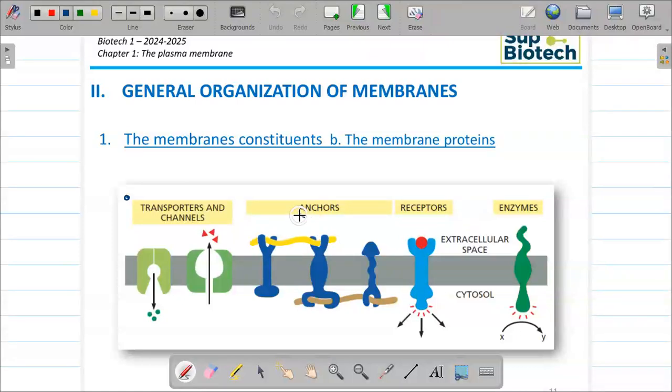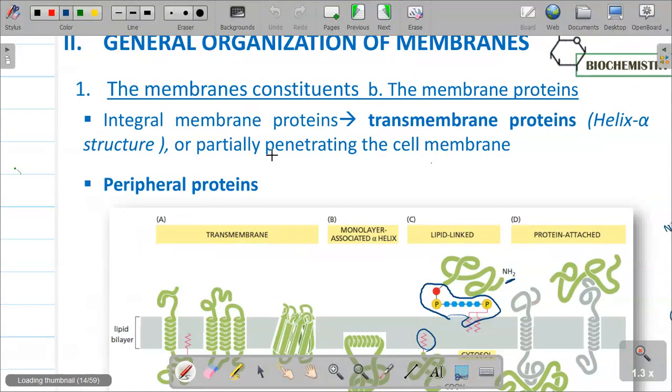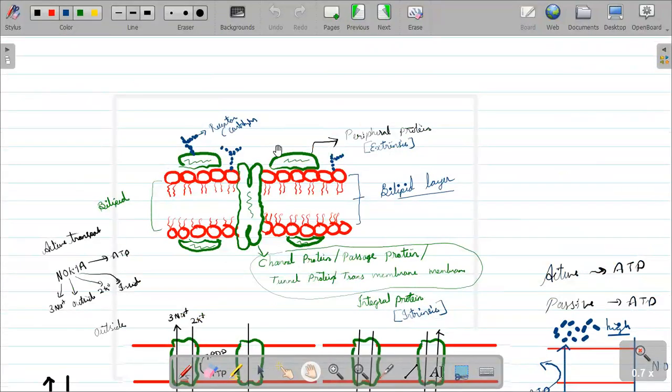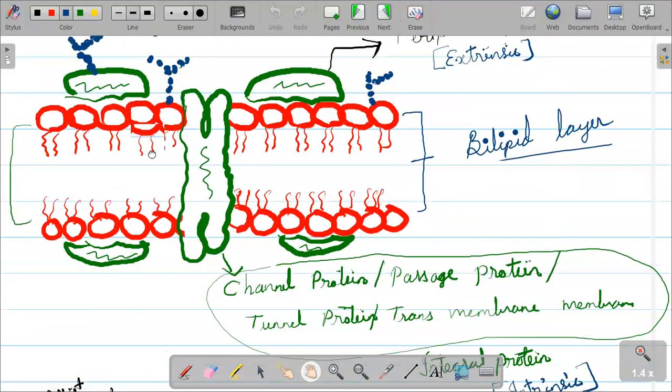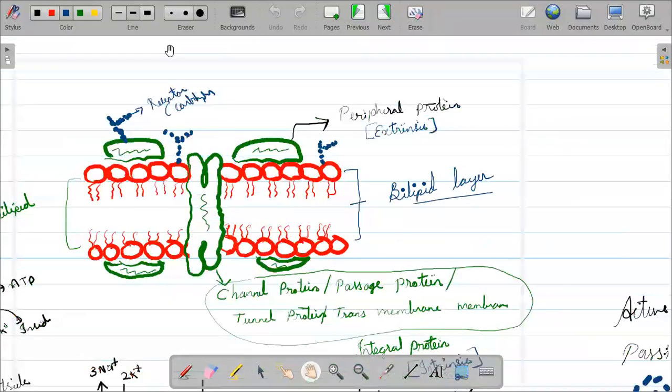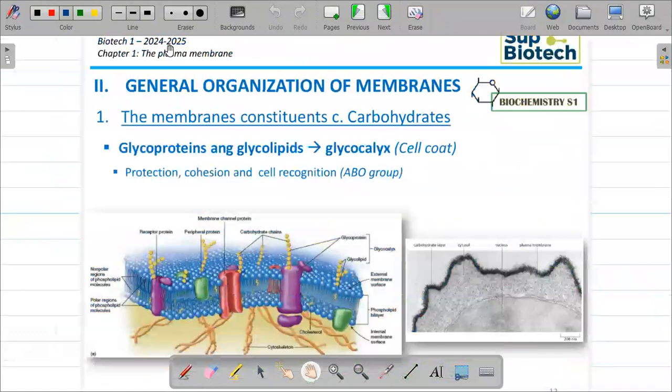We have some anchors, receptors, enzymes. This we can see in the upcoming classes. For anchors, I have to discuss something about integral proteins. For receptors, I must discuss both integral as well as peripheral proteins, because I told you receptors are mostly in the extrinsic proteins. Even intrinsic proteins have some of them, but mostly we have to focus on receptors and enzymes in the upcoming classes.